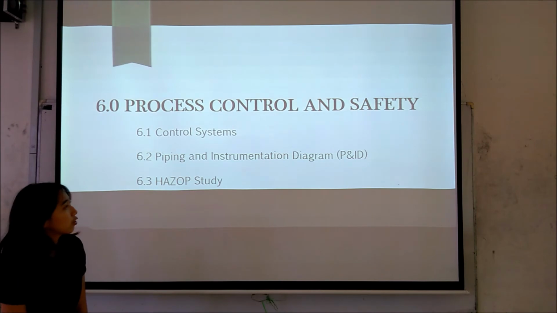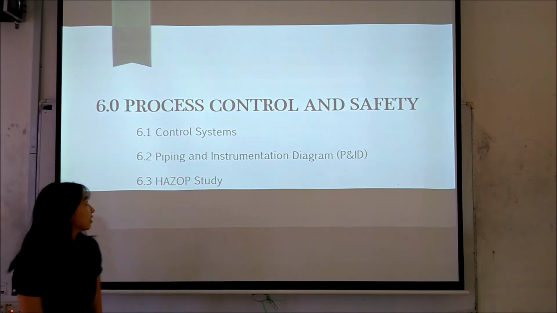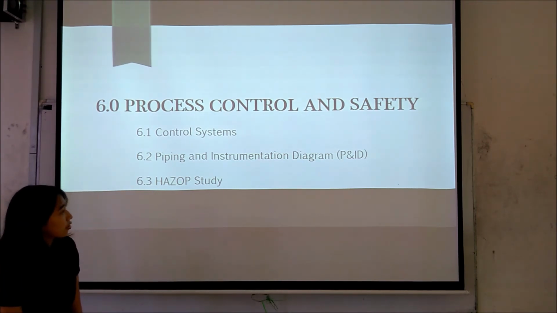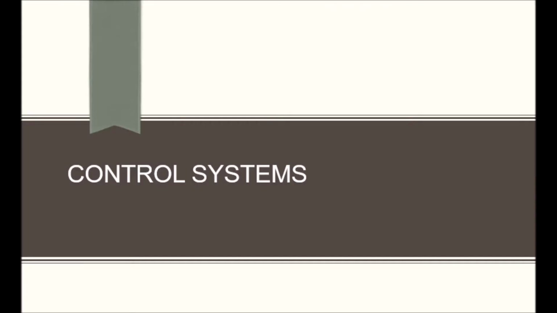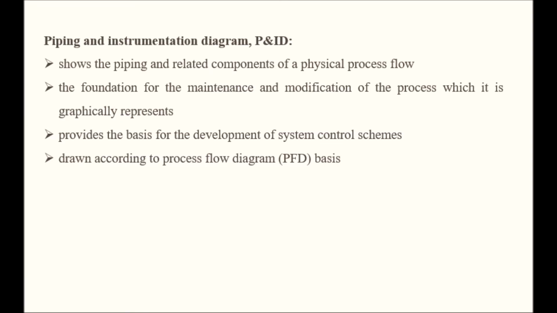Now I'll talk about the process control and safety. Under this chapter, I will discuss the control system, piping and instrumentation diagram, and HAZOP study. A piping and instrumentation diagram, P&ID, shows the piping and related components of a physical process flow. It is a foundation for the maintenance and modification of the process, which it graphically represents. At the design stage, the P&ID also provides the basis for the development of system control schemes, for example, hazard and operability study.